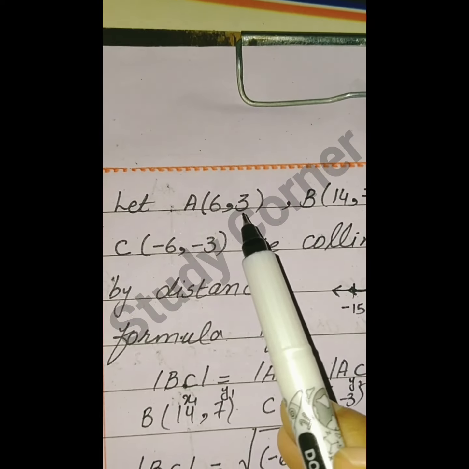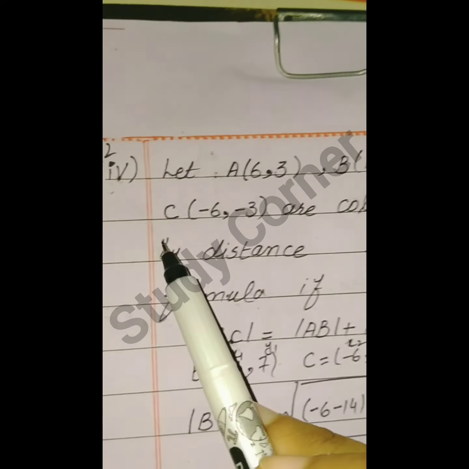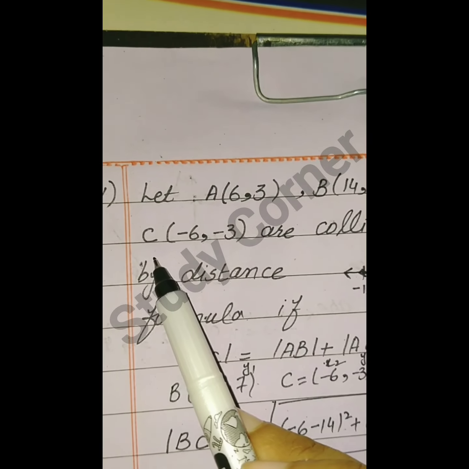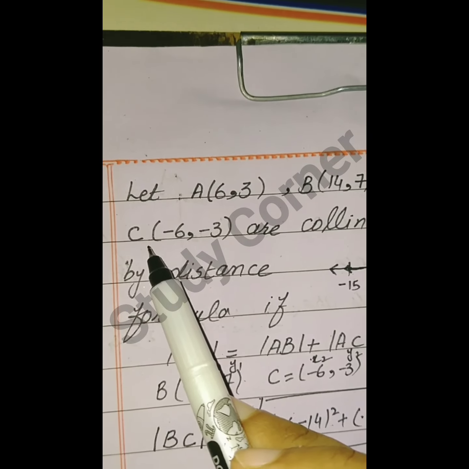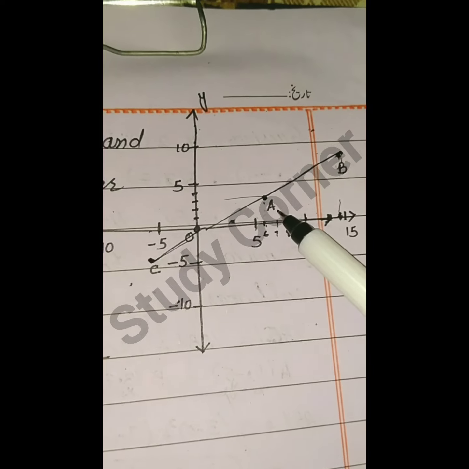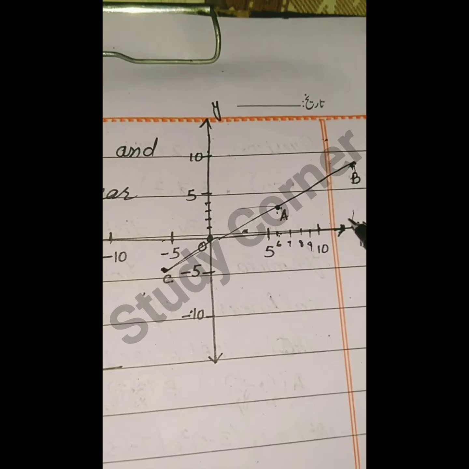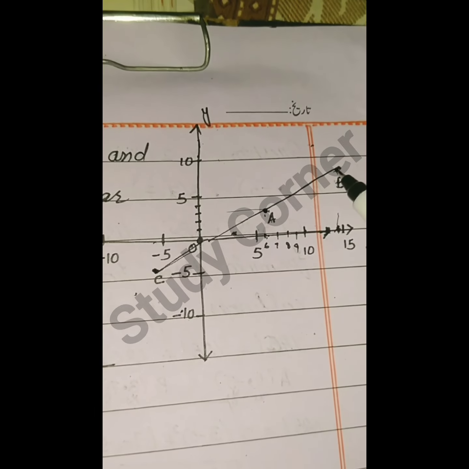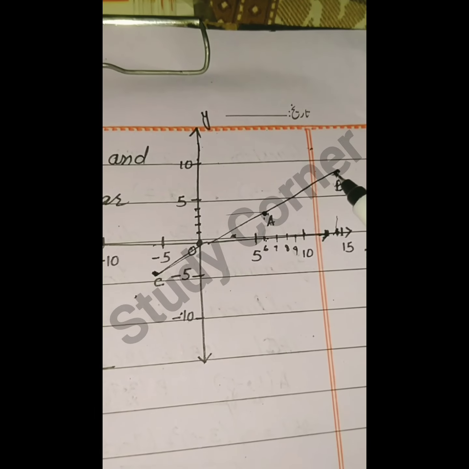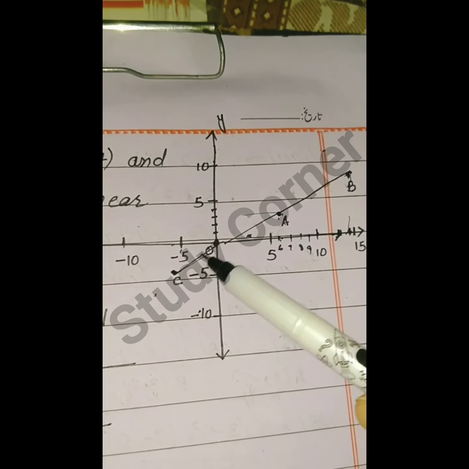So first, let us name these points. The first point (6, 3) we take as A, (14, 7) we take as B, and (-6, -3) we take as C. Then we have to plot these points to find which points' distance should be equal to which. So when we plot these points, we get point A here, that is (6, 3), and (14, 7), point B here, and the point C, that is (-6, -3), here, and we have to join them.